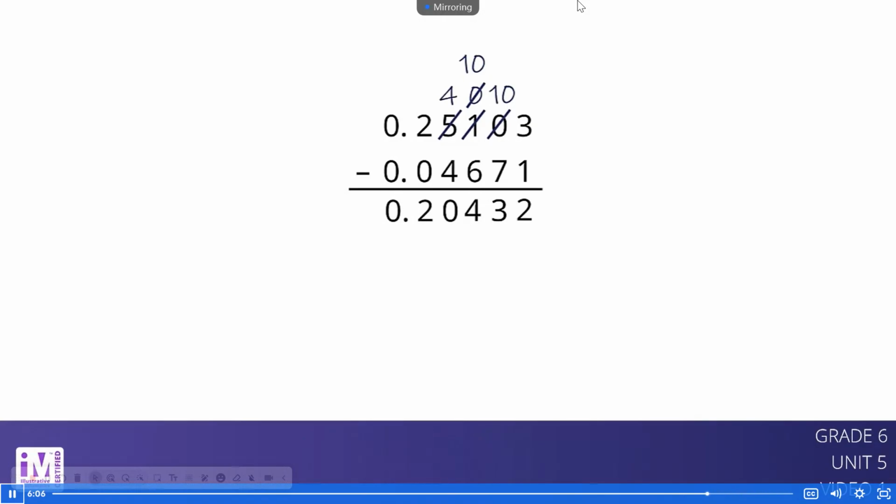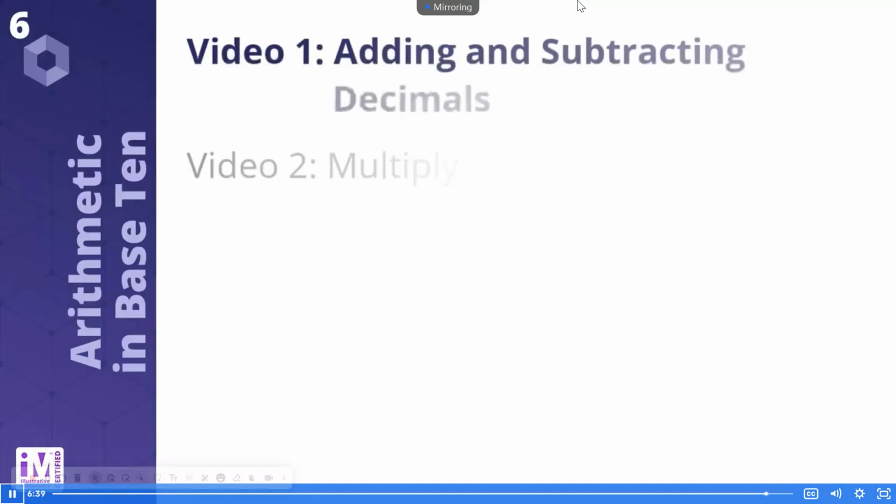Base 10 diagrams and vertical calculations are two different representations we can use to organize our thinking about adding and subtracting decimals. Both methods let us show bundling 10 of a smaller unit to make a larger unit, or unbundling 1 of a larger unit to make 10 of a smaller unit. It depends on the numbers, but vertical calculations are often a quicker way to solve problems. Thank you for watching video 1 of 4 for this unit on arithmetic in base 10.